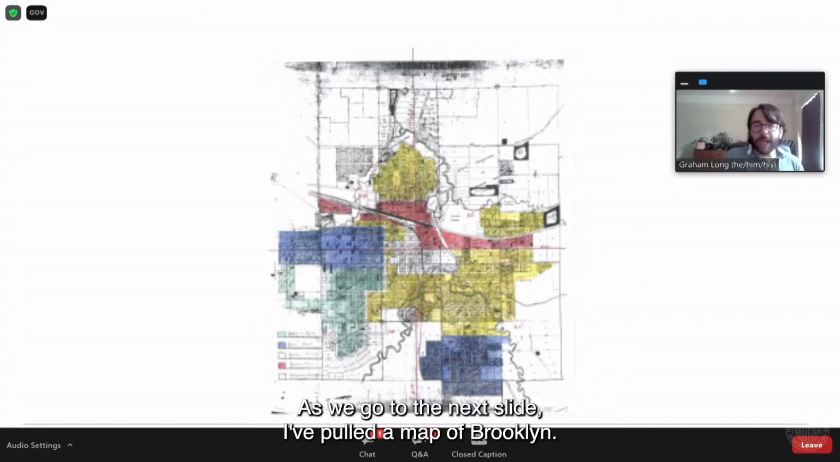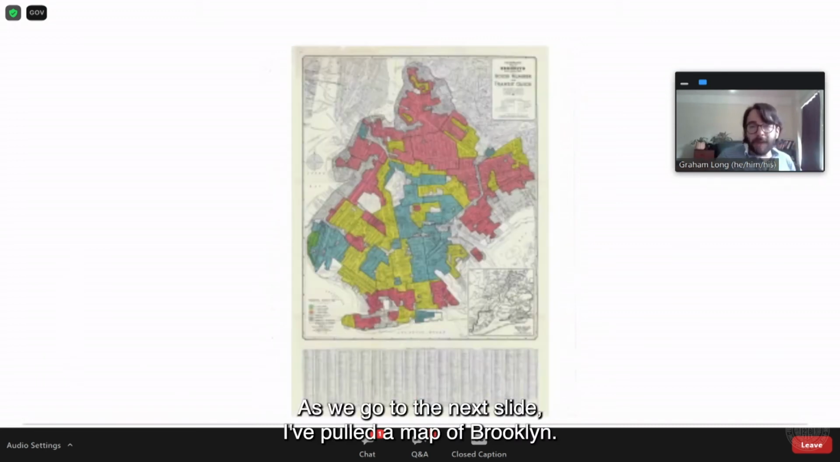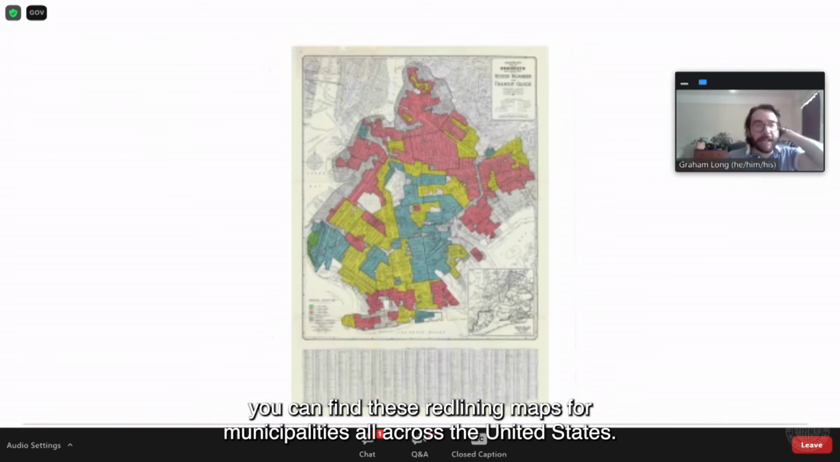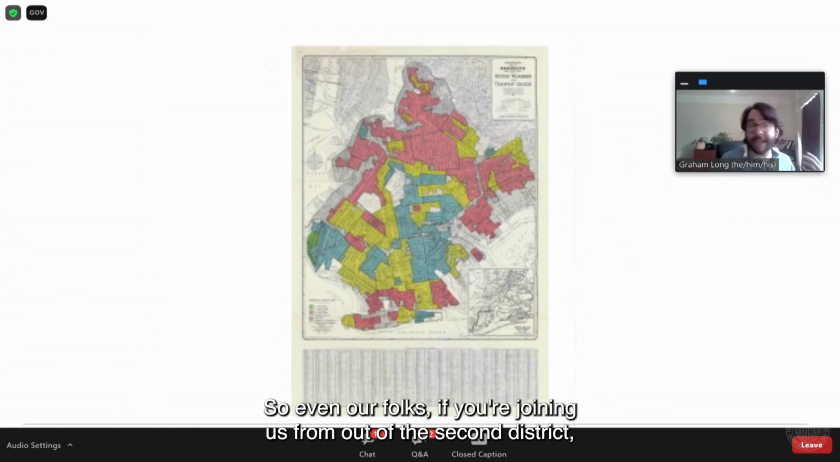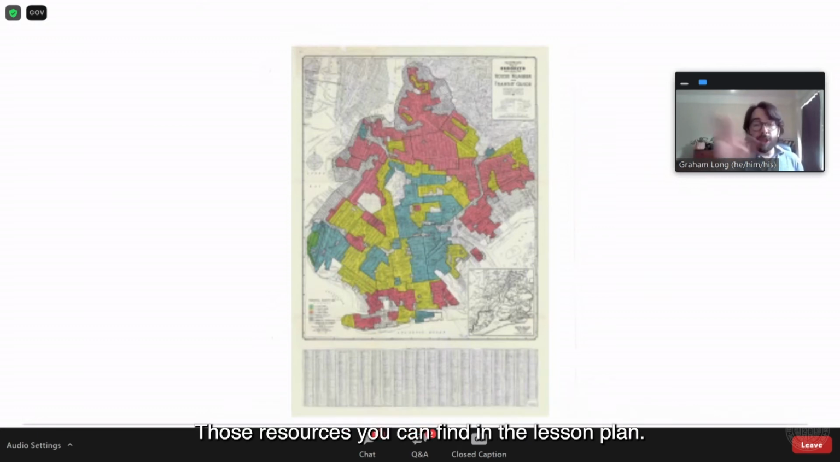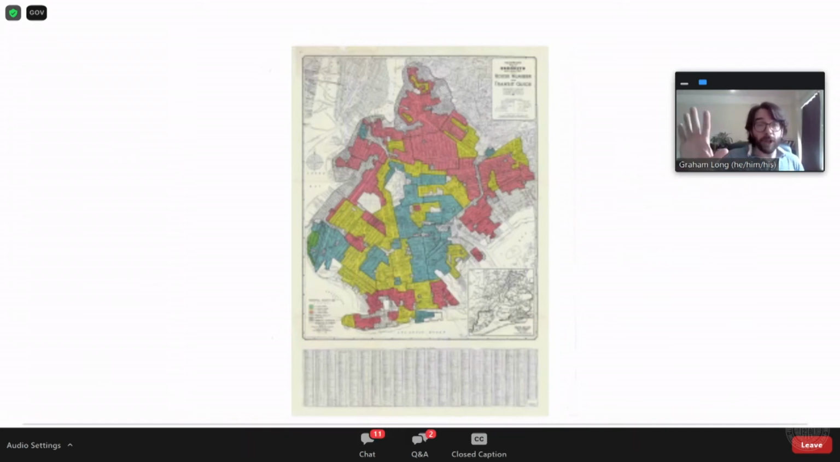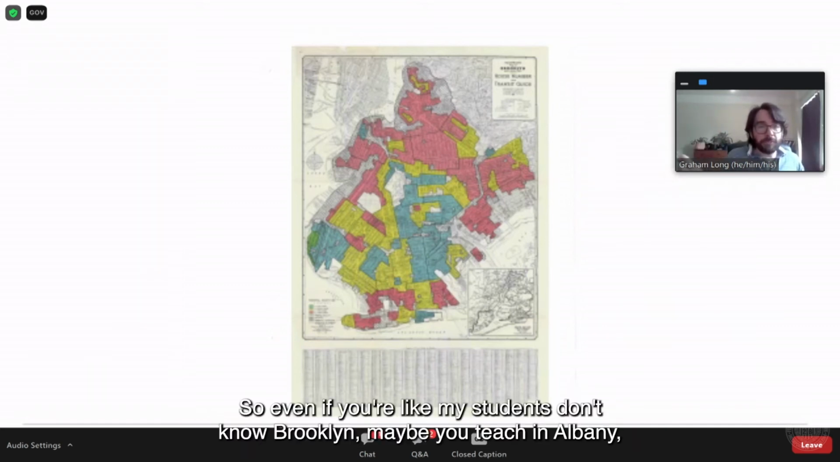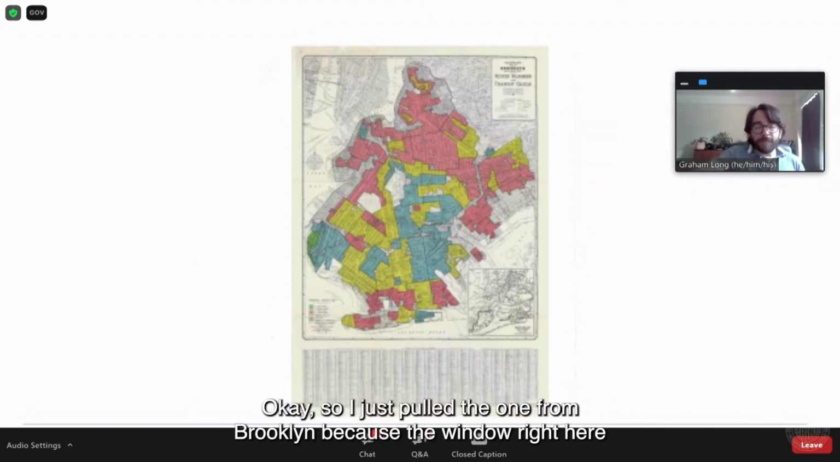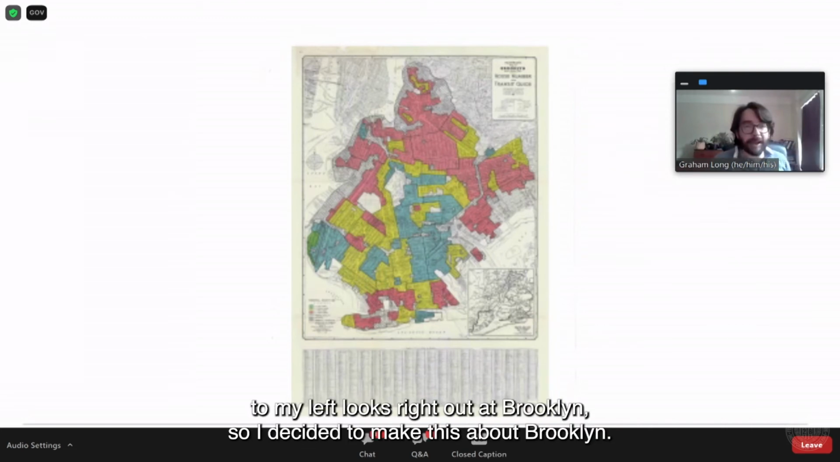That's fine. As we go to the next slide, I pulled a map of Brooklyn. So if you happen to teach in New York City or teach in Brooklyn in particular, you can find these redlining maps for municipalities all across the United States. So even if you're joining us from out of the district, there are likely redlining maps within your city or in a city that your students might know. Those resources you can find in the lesson plan. So even if you're like, my students don't know Brooklyn, maybe you teach in Albany, there are redlining maps for Albany as well.